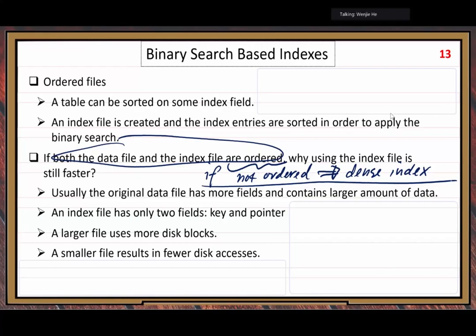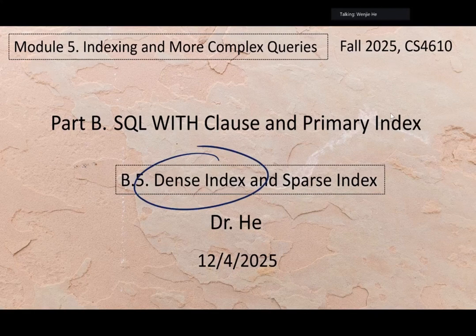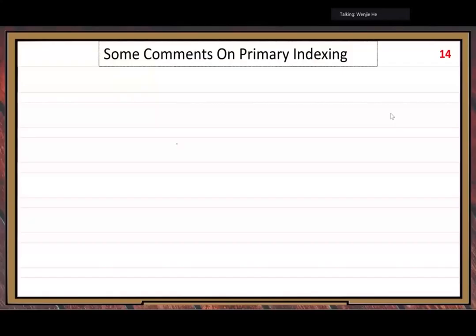All right. Then next we need to move to the dense index and the sparse index. But our main focus is on the dense index. For sparse, we just completed the primary index as the representative of the sparse index. Now, some comments on the primary index.